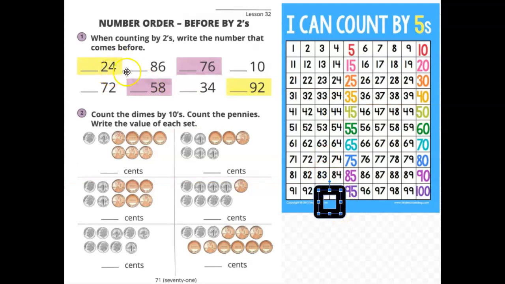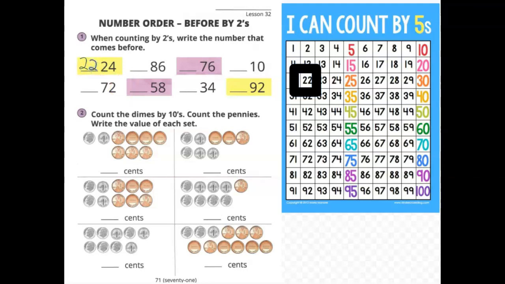Okay, we're at number 24. That's our starting number, so that's the number we're going to put in our window or put our finger on. And then it says we're counting by two, so that tells us we have to go backwards 2. 1, 2. And we're at the number 22. So that's the number that goes right here.